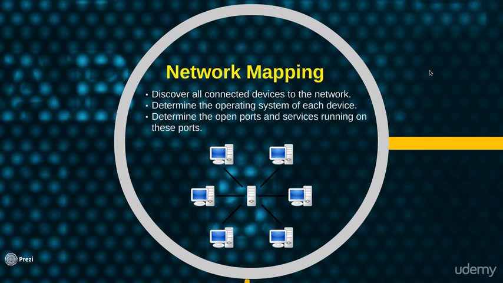Now we're going to talk about something called network mapping. So let's say you're connected to a network, or you connected to your target network, and now you want to discover all the connected devices to this network. So there might be 5, 6, or 10 devices connected to this.